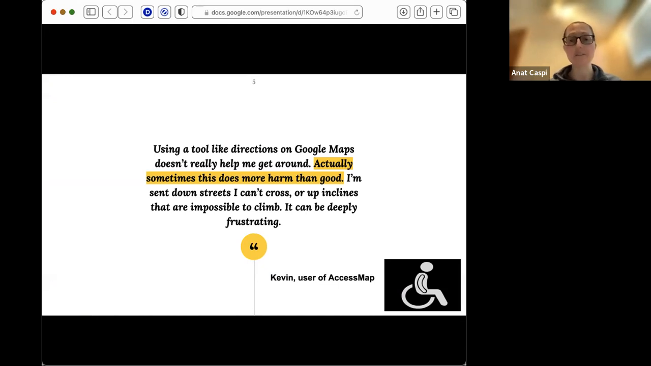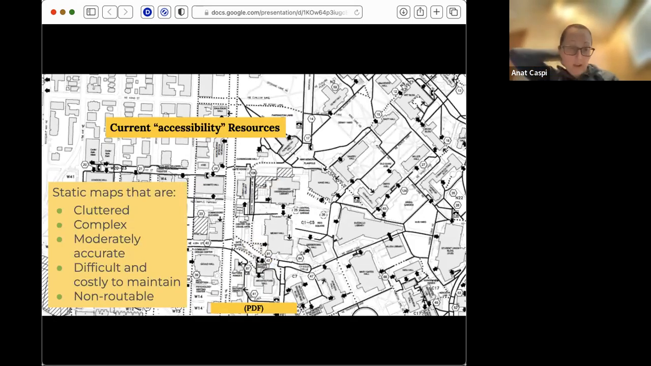And so working with participants, we identified, for example, Kevin here told us that using tools like directions on Google Maps doesn't really help them get around because it could potentially do more harm than good, given that some of the information is not there and he's sent down streets he can't cross or up inclines that are impossible to climb. And that can be really frustrating because we all try to use the same tools, but not all the same tools are good for the same people at the same time. What this example goes to show is, what are the current resources to bridge those gaps in knowledge?